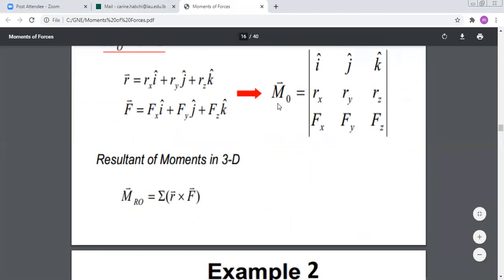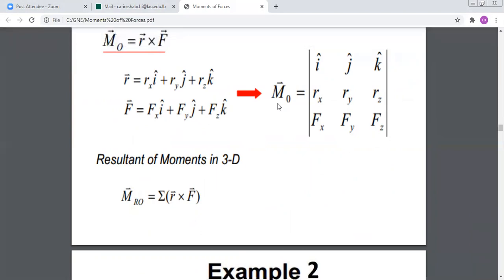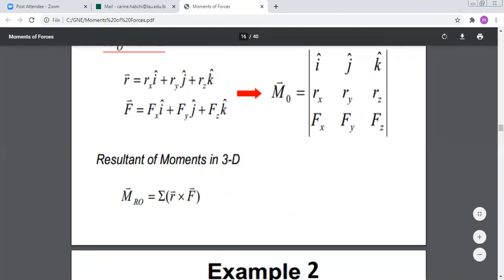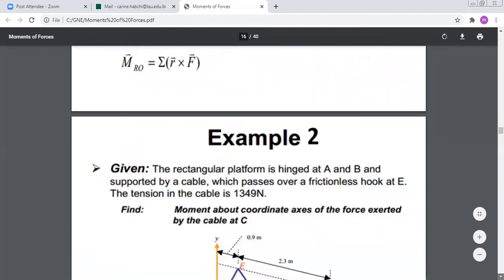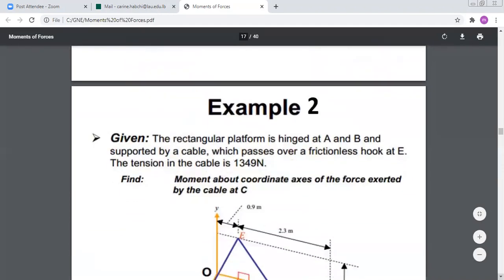And of course, if you have several forces and you want the resultant moment, you should do the summation of the moment of each force about O. Let us do a small example together to see how to apply this.